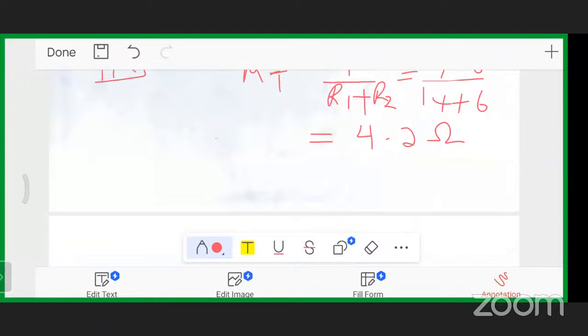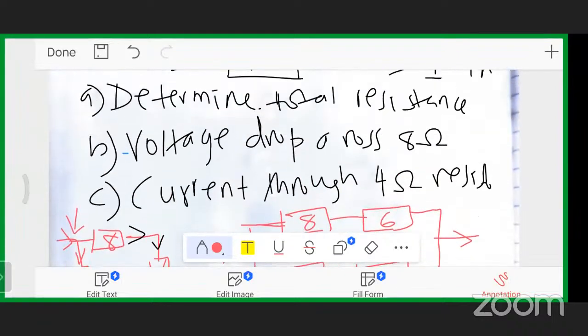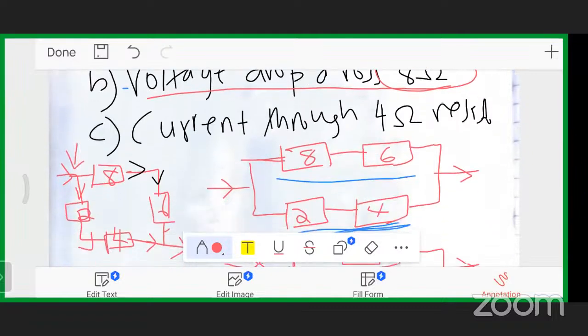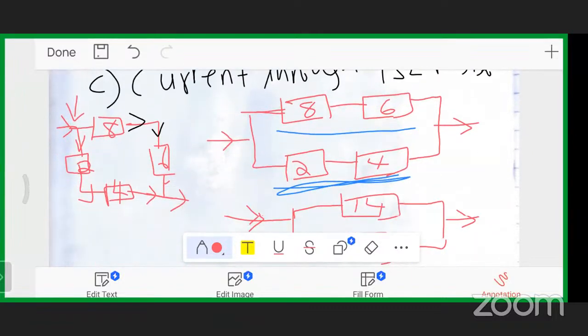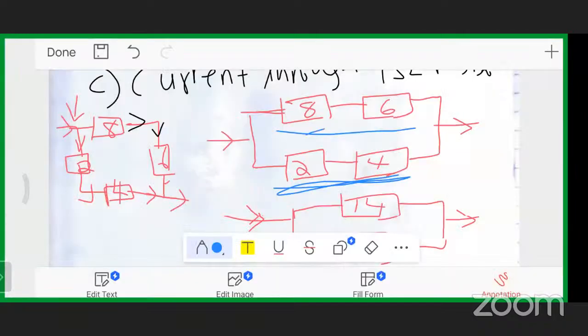So if you got 4.2, that's the correct one we need to proceed with. So that was the first question, find the total resistance in the circuit, and we have done that. The next one is the voltage drop across the 8 ohm resistor. Check in your diagram, the 8 ohm resistor, that's where it is. It is here, this one here.